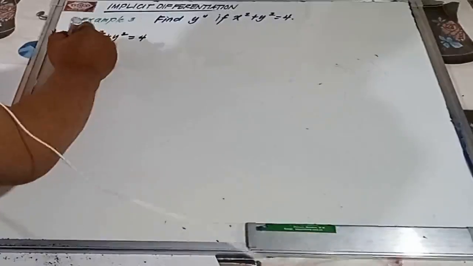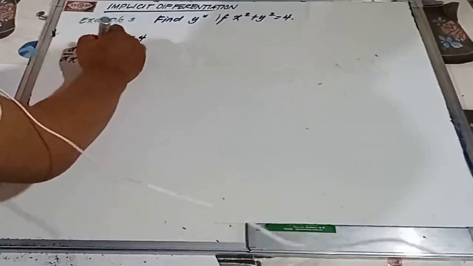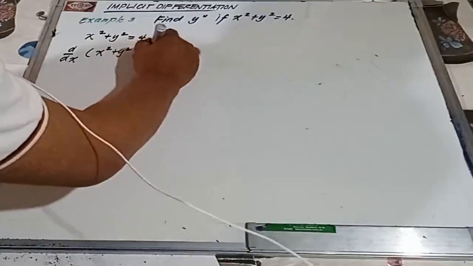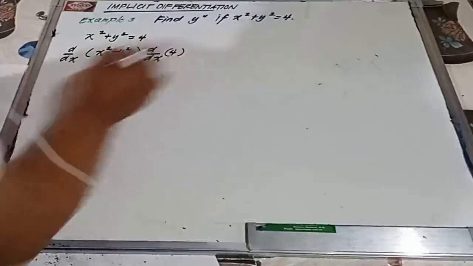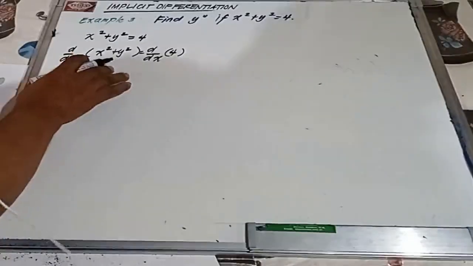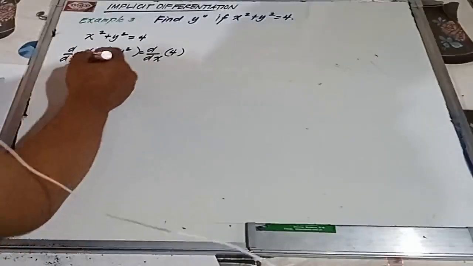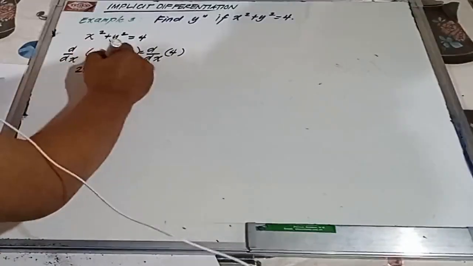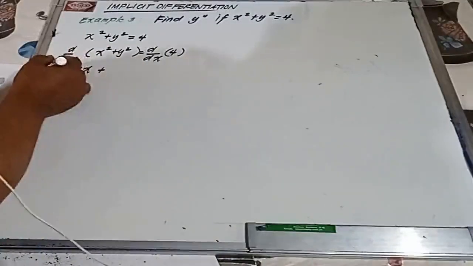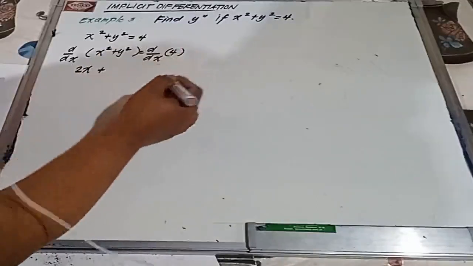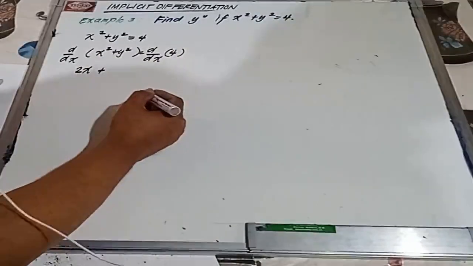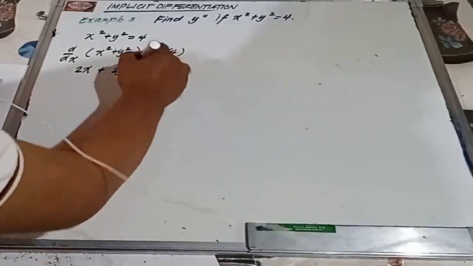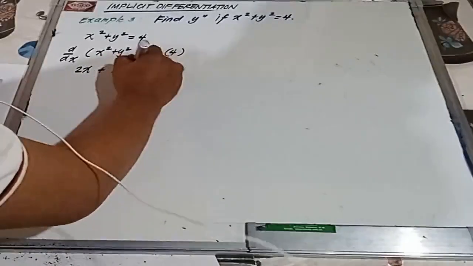So, derivative tayo both sides, d over dx of x squared plus y squared. Then, derivative din ng right side. Okay? So, derivative ng una, derivative ng ikalawa. Derivative ng x squared with respect to x is 2x. While derivative of y squared with respect to x, using power rule ng ating chain rule, will be 2y, then derivative pa ng y. Derivative ng y is y prime.